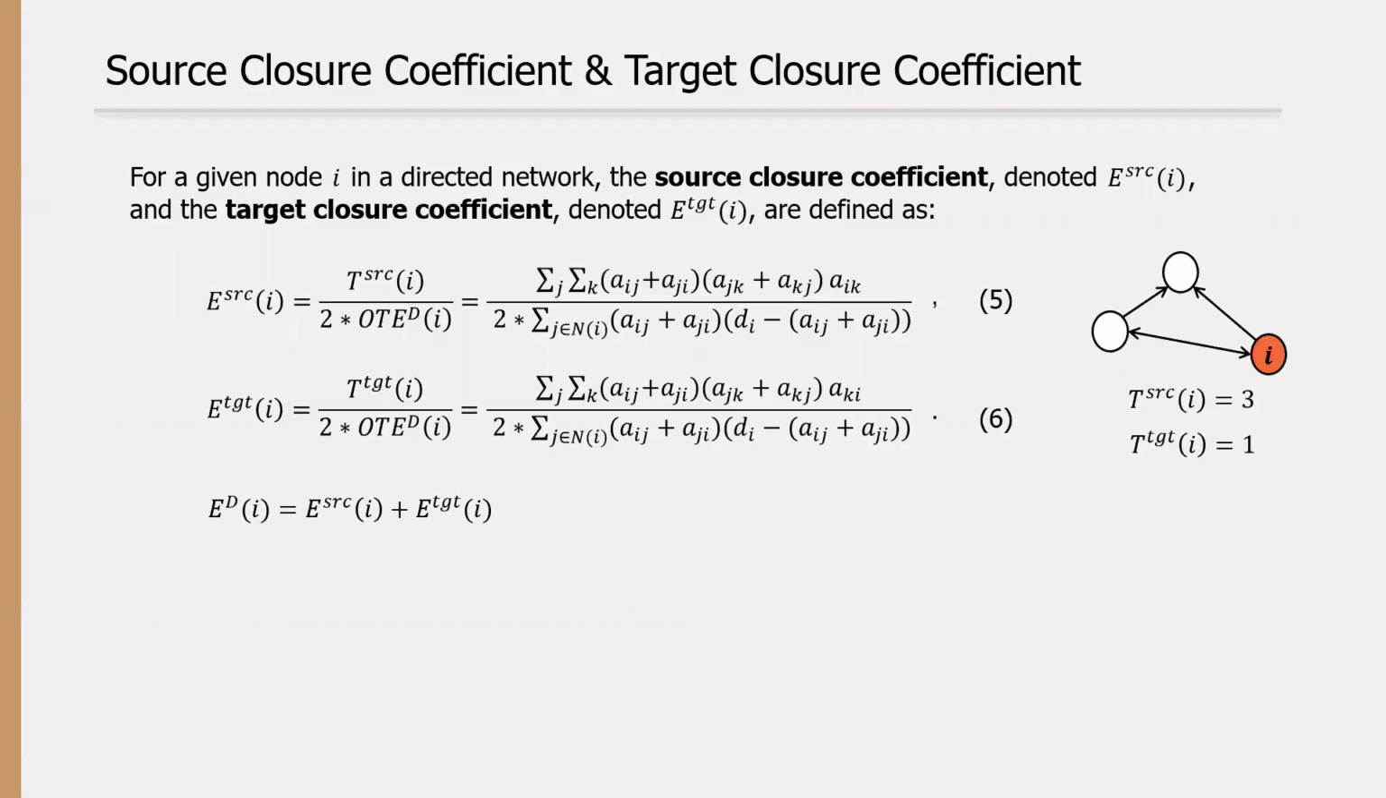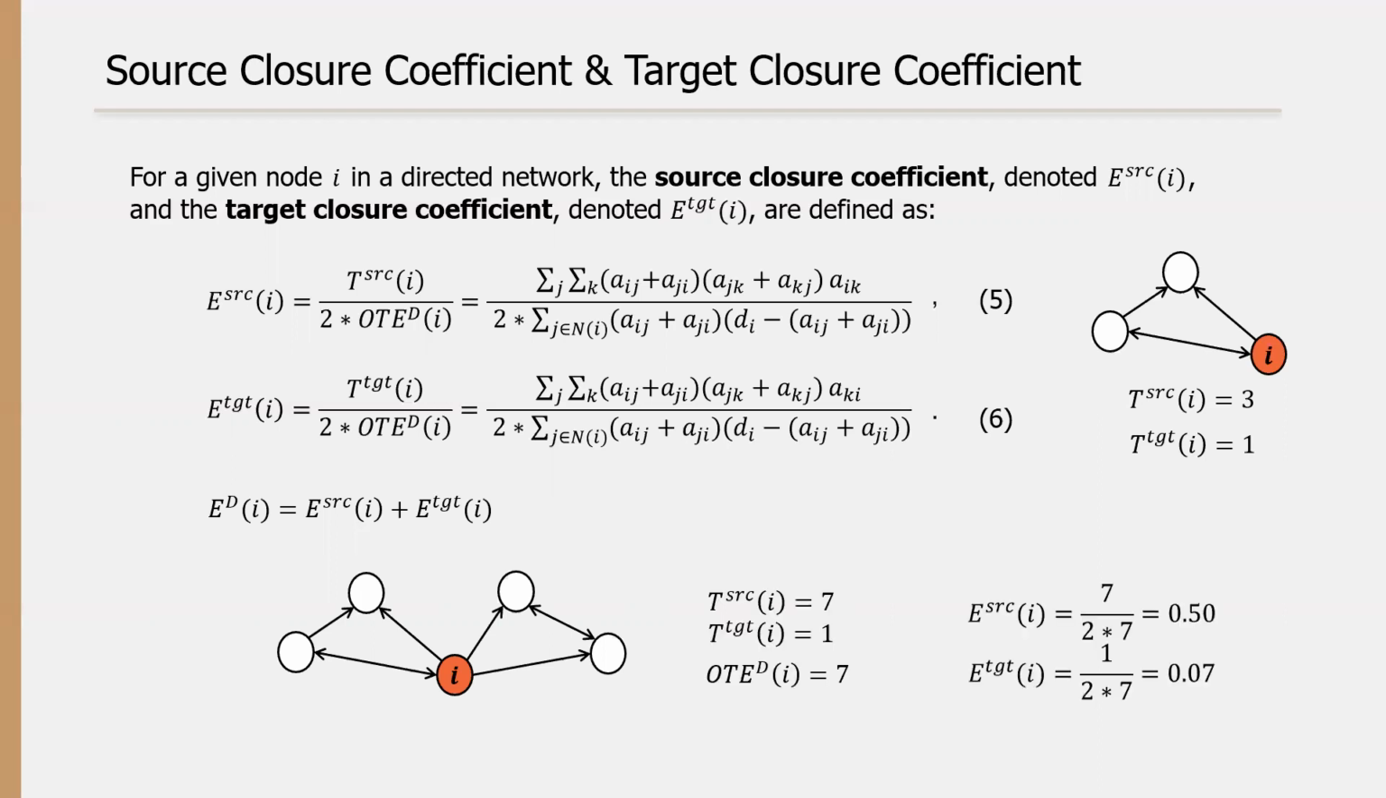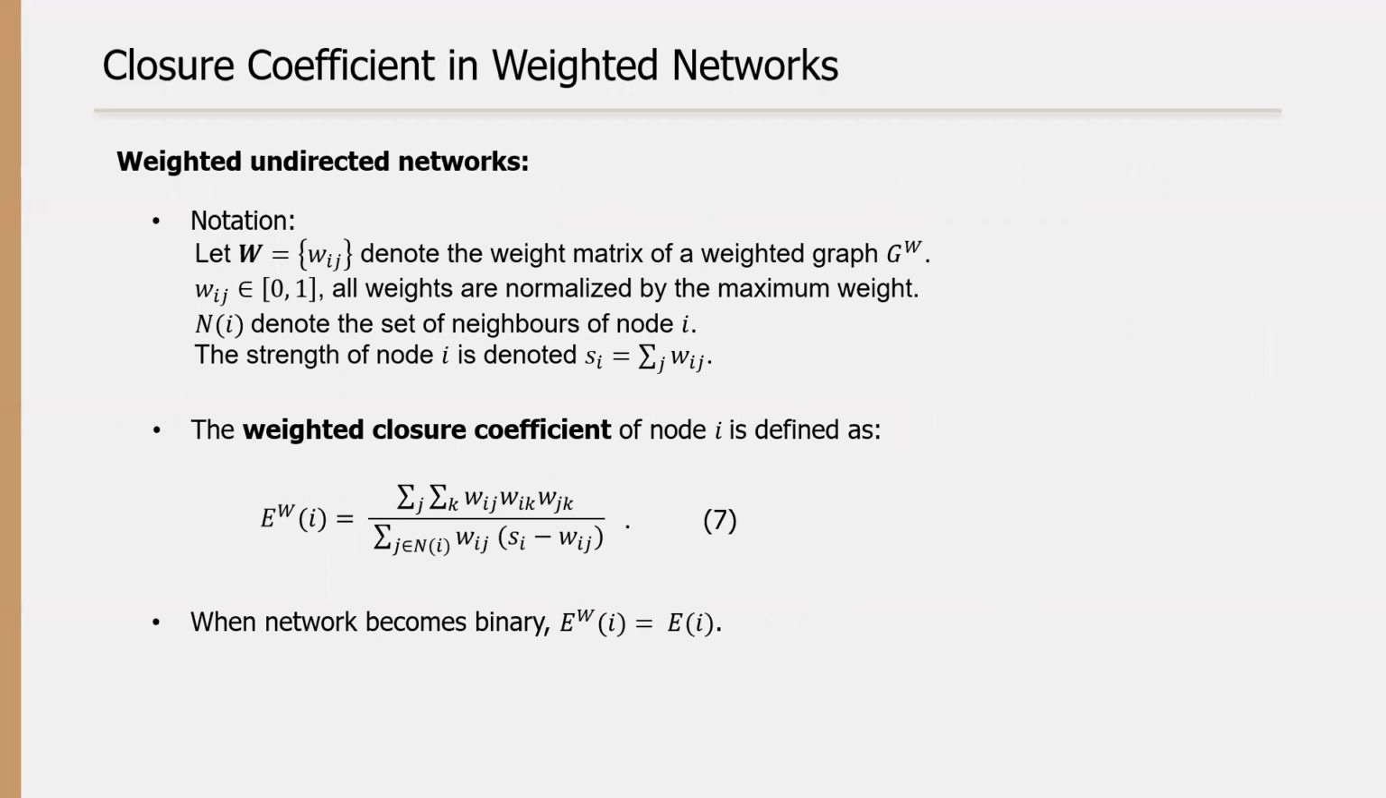These two metrics evaluate the extent to which the focal node is acting as the source node or the target node of the closing edges in triangle formation. In the example below, we have the source closure coefficient equal to 0.5 and the target closure coefficient equal to 0.07. It implies that when a triangle is formed, node i is more likely to be the source node of the closing edge. So far, the study is focusing on binary networks.